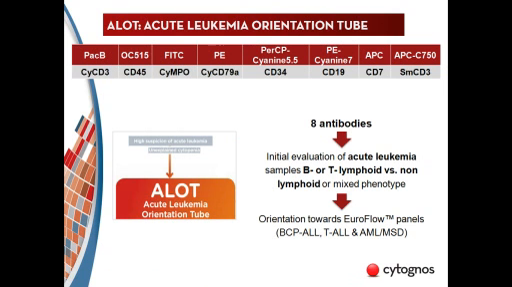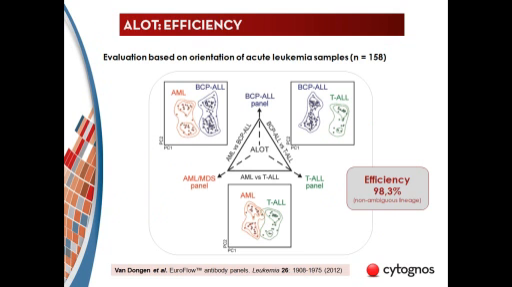Using the acute leukemia orientation tube, and depending on the result, we are going to apply one of the 3 different panels for acute leukemias, which are the BCP-ALL, T-ALL, or AML.